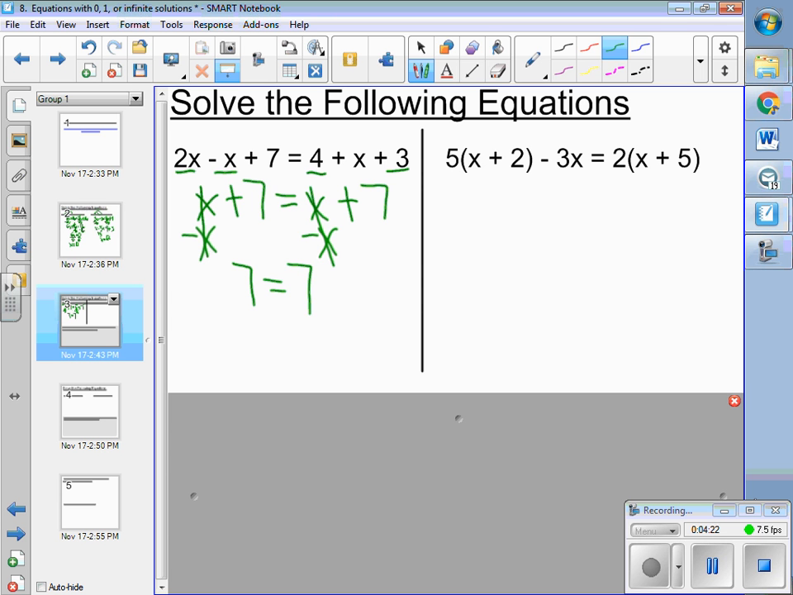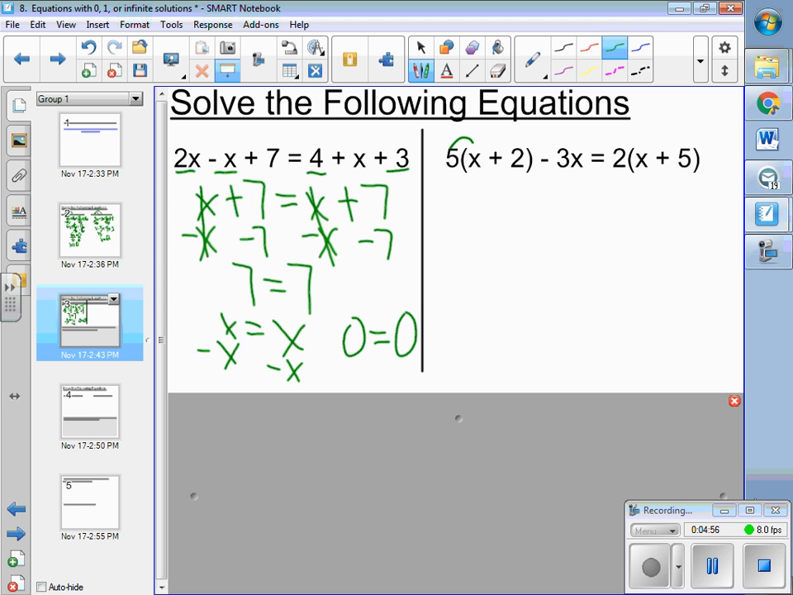Another way you could look at that is, instead of doing the variables first, we could have subtracted the 7 from both sides, and we would have had zeros, and our final answer would be x equals x, and then subtract x from both sides, and your answer would be 0 equals 0. So let's do the next one. Maybe this will help you see a little bit what we're doing.